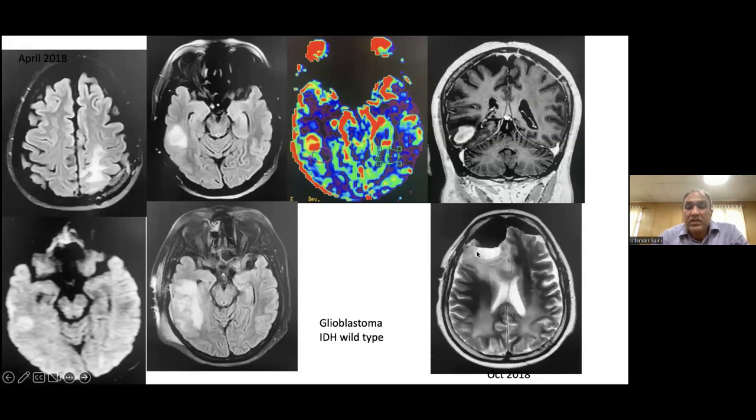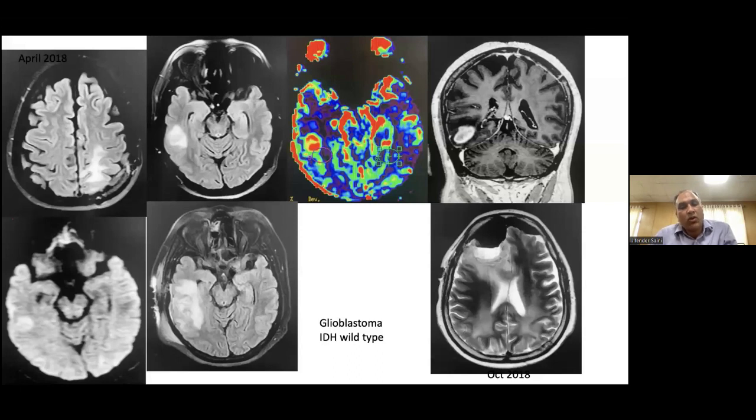Then he had a recurrence in the right frontal lobe, and subsequently a recurrence in the right temporal lobe, again after the initial resection. So within a few years, you can see that the patient has had multiple recurrences in the brain, and the histology is showing glioblastoma. This is the aggressive course of the lesion, which is determined by the histology, a glioblastoma, which is characterized by microvascular proliferation.